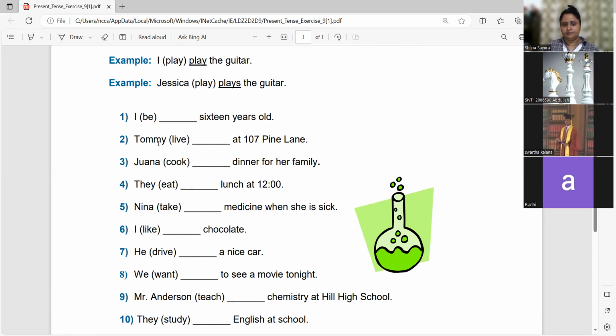Lives. Tommy, tell the full sentence. Tommy lives at 107 Pipe Lane. Okay. Next one. Joanna. Joanna cooks dinner for her family. Excellent. Next one.